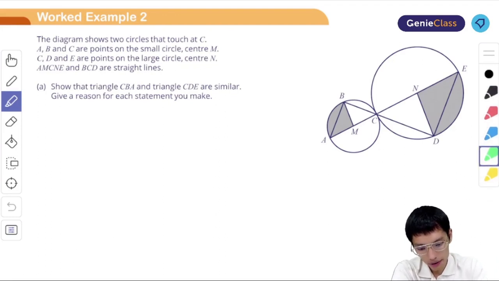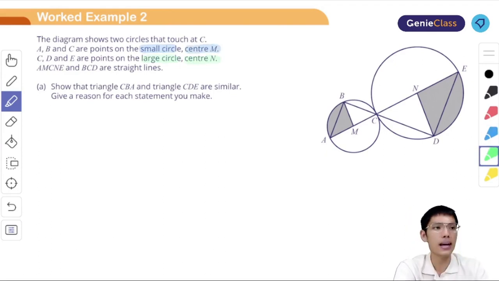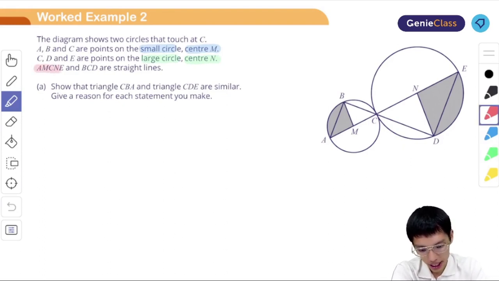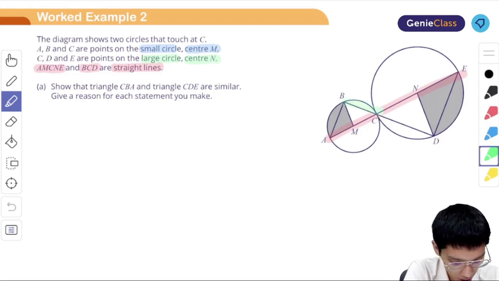So I have a circle where the center is M, and a large circle where the center is N, M and N, okay? And it has to be specified: AMC, and EBCD are straight lines. Only when the question specifies, then you can say, oh, these two are my straight lines.